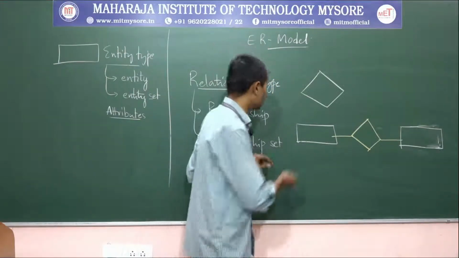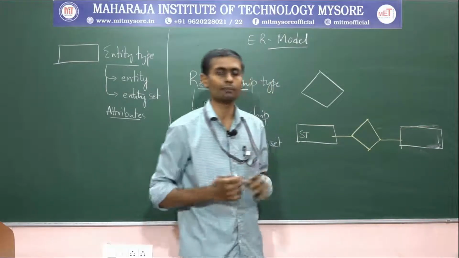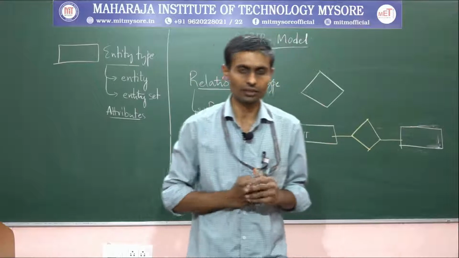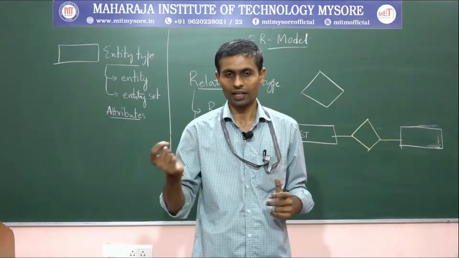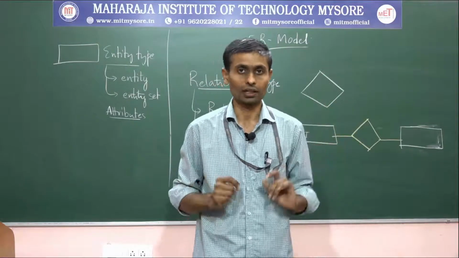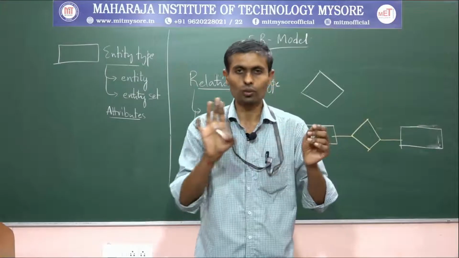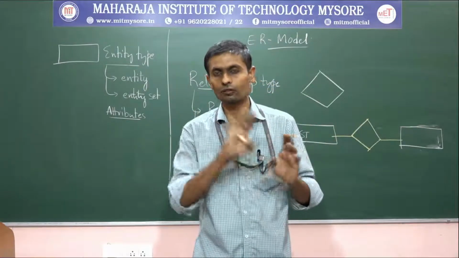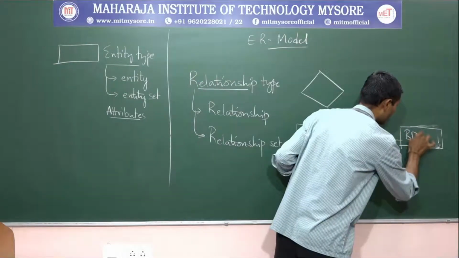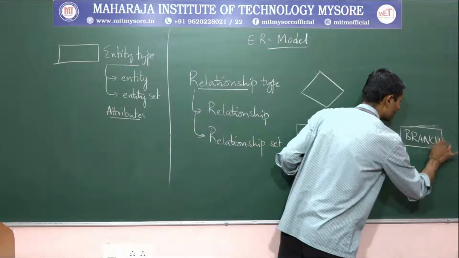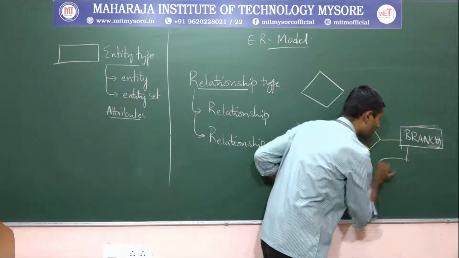We'll take up students studying in some branches. Let's consider that a branch might contain many students. A branch can contain many students, but a student always belongs to only one particular branch. Let's consider, guys, that here on the right-hand side I have a branch, where the branch can be described by using an attribute.